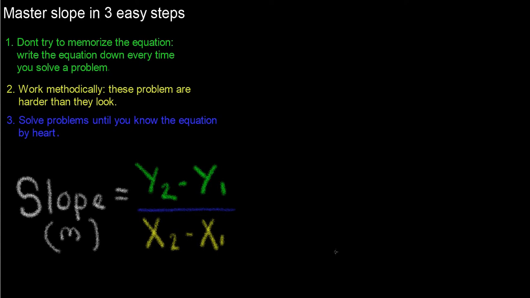How to master slope in three easy steps. Step one, don't try to memorize the equation. Write down the equation for slope every time you solve a problem. In doing this, you in a way trick your mind into memorizing the equation even though you're not trying. So it's a psychological trick that is very effective. You just have to solve enough problems until you memorize the equation without looking at it anymore.